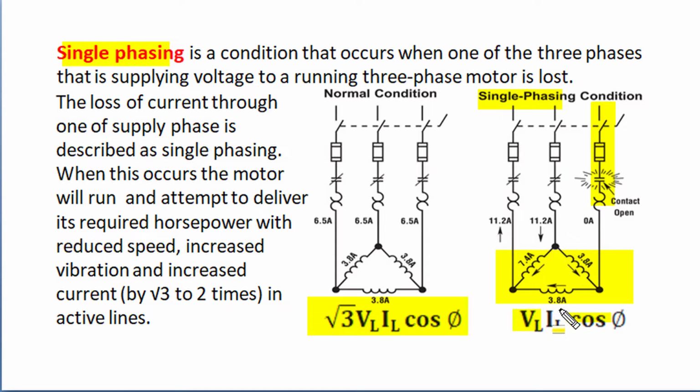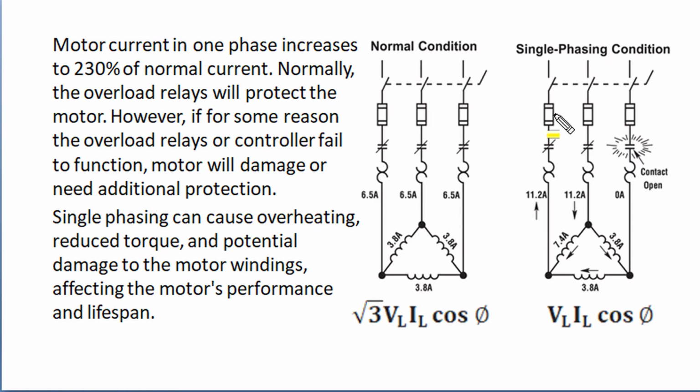So line current will increase from root 3 to 2 times in single phasing condition in the remaining lines, and the phase current in one phase winding may become even more than double in such single phasing conditions. When the contact of one of the supply lines unintentionally opens or the supply line of one phase fails, a running three-phase induction motor continues its rotating action but with reduced speed and increased vibration, and one of the phase windings will have 2.3 times normal current.